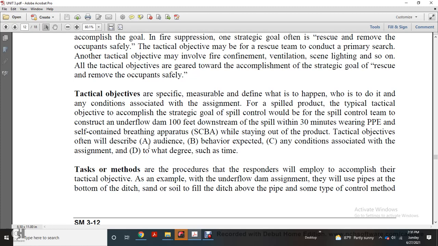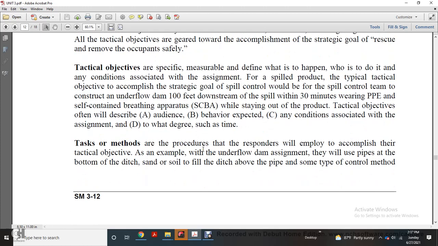For a spill product, a typical tactical objective for accomplishing the strategic goal of spill control would be for the spill control team to construct an underflow dam 100 feet downstream of the spill within 30 minutes, wearing personal protective equipment and self-contained breathing apparatus, and staying out of the product. A well-written objective will often describe the A, audience; B, behavior expected; C, any condition associated with the assignment; and D, to what degree or within what time.